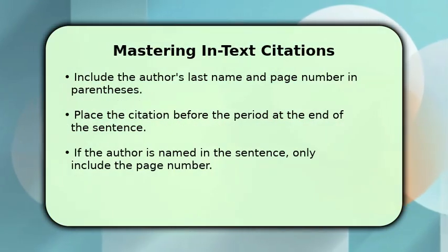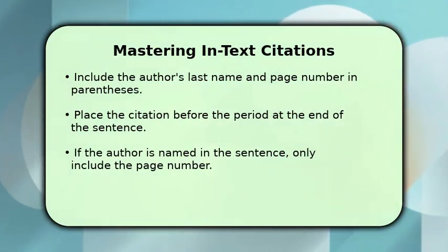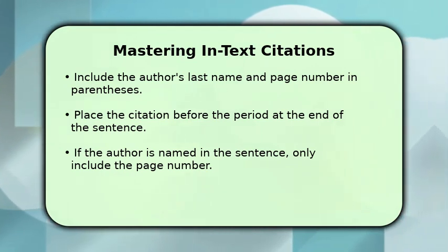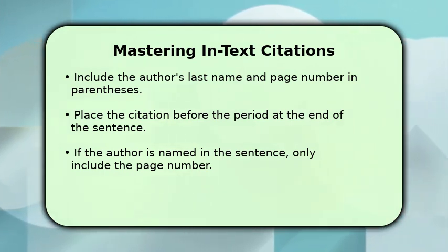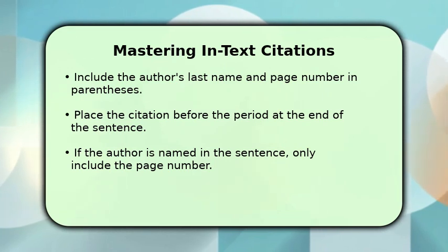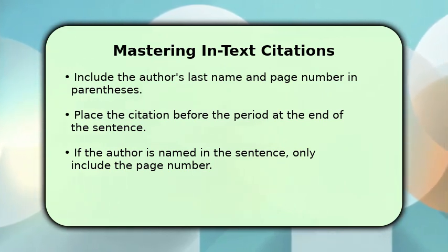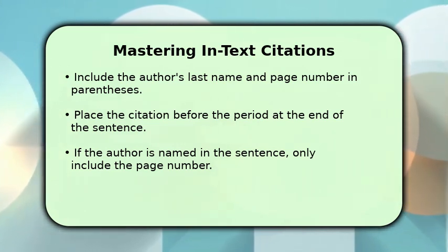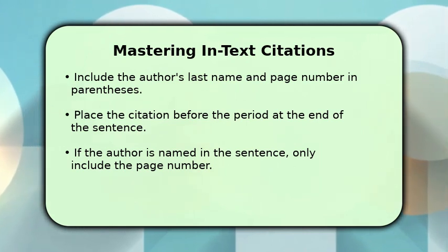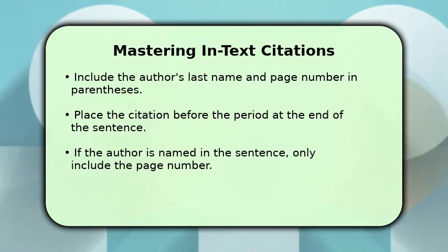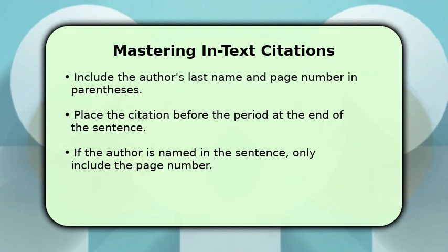Next, let's master in-text citations, which guide your reader to your sources. Typically, you'll include the author's last name and the relevant page number in parentheses. Always place this parenthetical citation before the final punctuation mark of the sentence. If you mention the author's name directly within your sentence, simply include the page number in the parentheses. For sources lacking an author, use a shortened version of the title. This keeps your paper clear and credible.